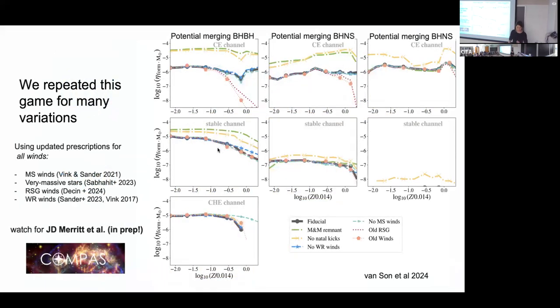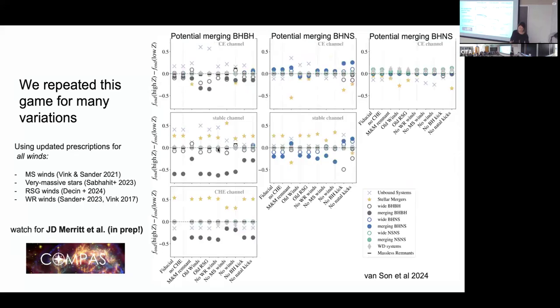I'm going to skip through this quickly. We repeated this game for many variations. Very importantly, we used new and updated wind prescriptions, also for red supergiant winds, that people have not done for the longest time. And depending on which formation channel you think is dominant for binary black holes, you find a much less steep drop with metallicity. It still decreases at higher metallicities, but it's not this tanking behavior that we see here. And I think that it's mostly because everyone was using Nieuwenhuijzen and de Jager giant winds from '97, and there's a whole reason behind that. But I think that doesn't tank anymore.